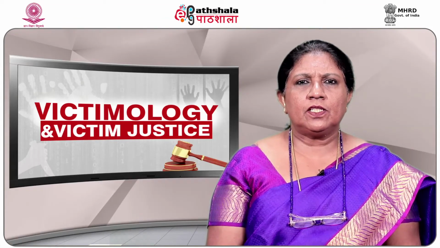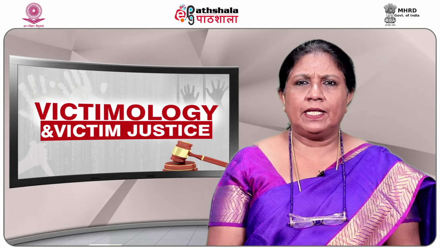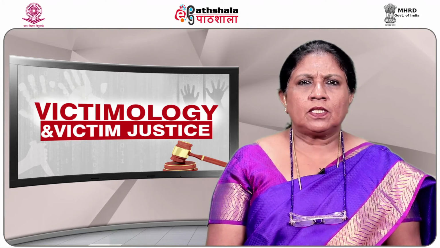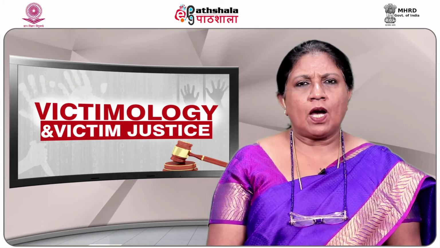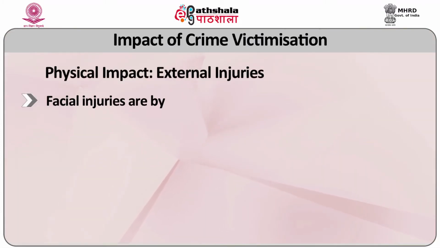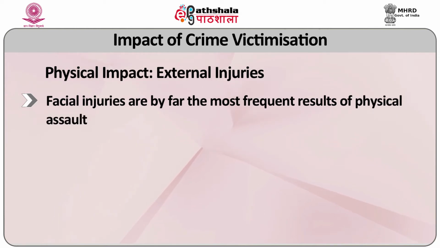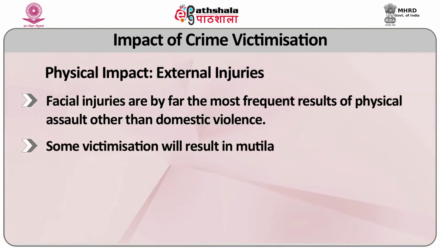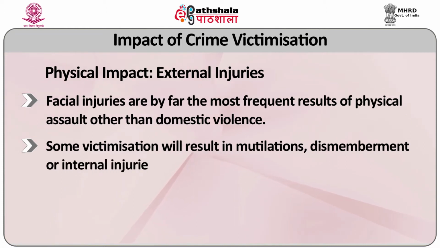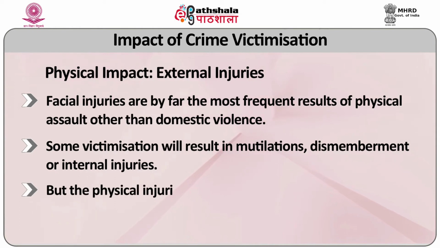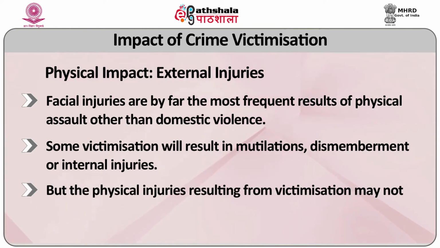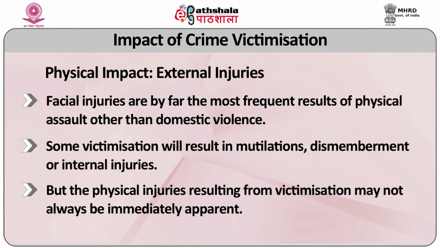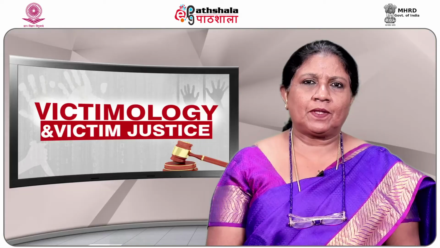Traumatic brain injury occurs when the victims are repeatedly beaten on the head or suffer injuries through car crashes. Facial injuries are by far the most frequent results of physical assaults other than domestic violence. Some victimization will result in mutilations, dismemberment, or internal injuries. Physical injuries are often permanent. Physical scars or chronic pain serve as a constant reminder of the crime.